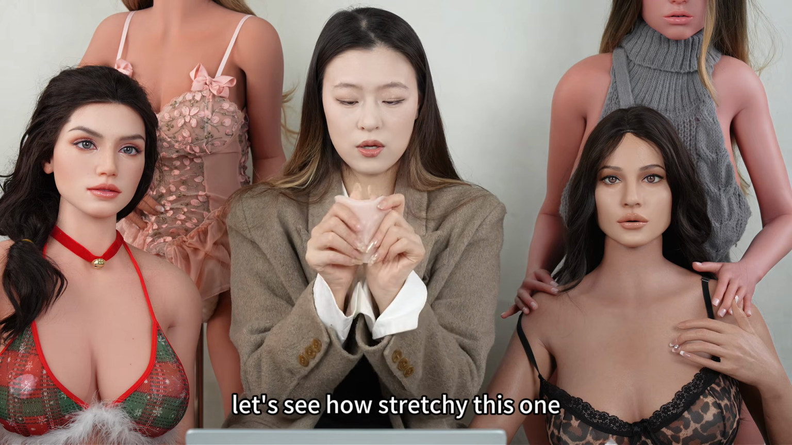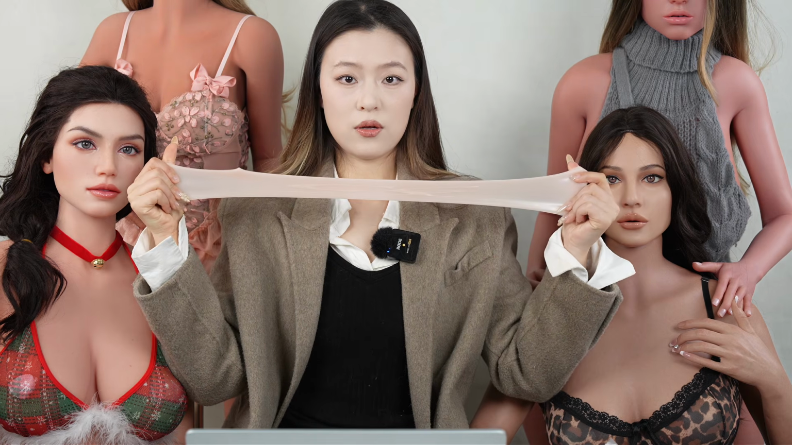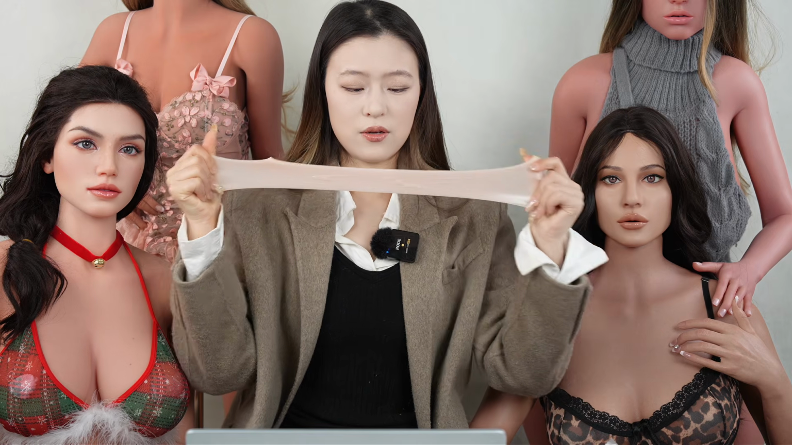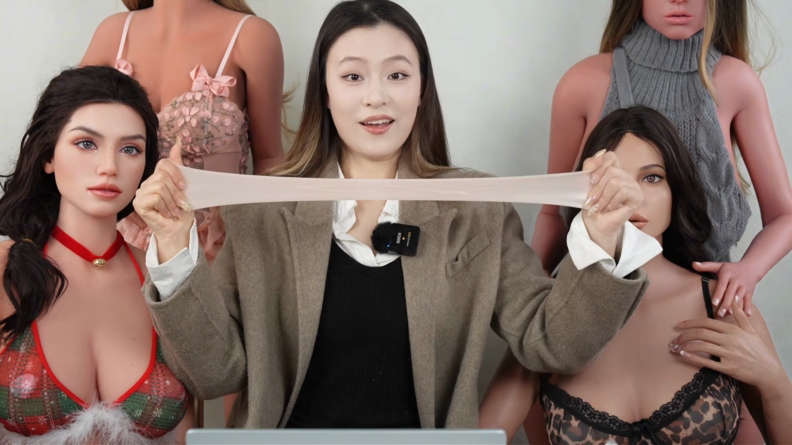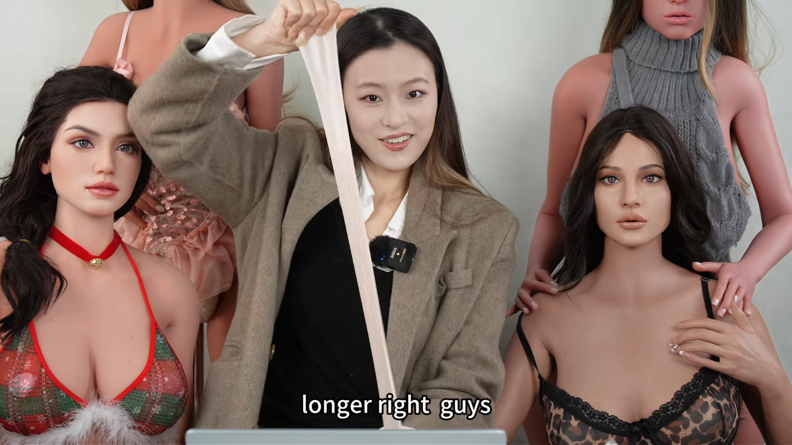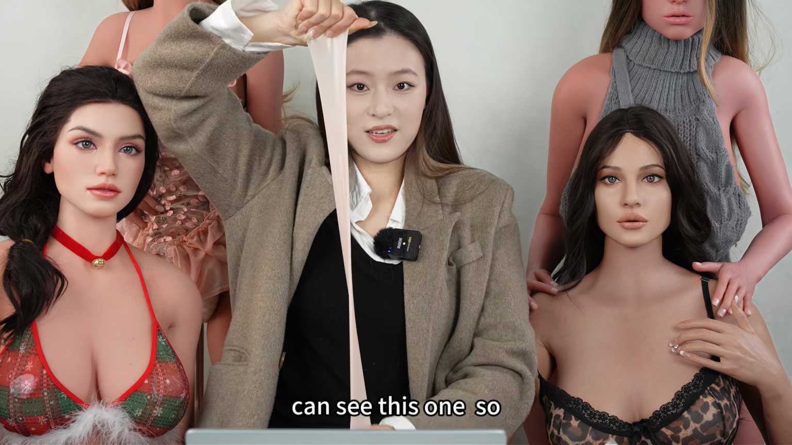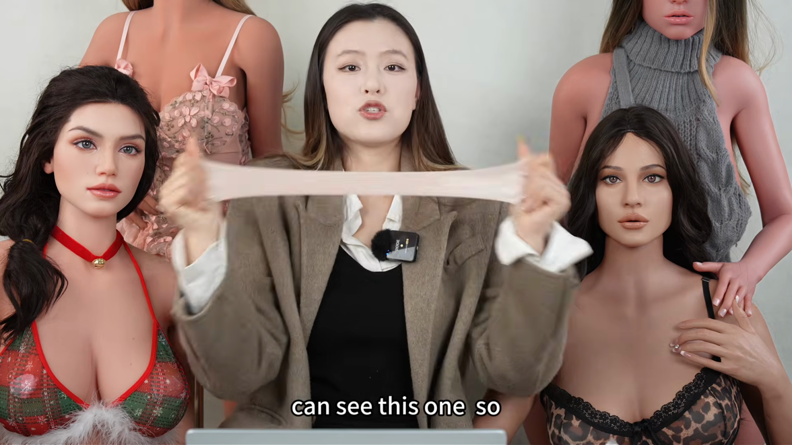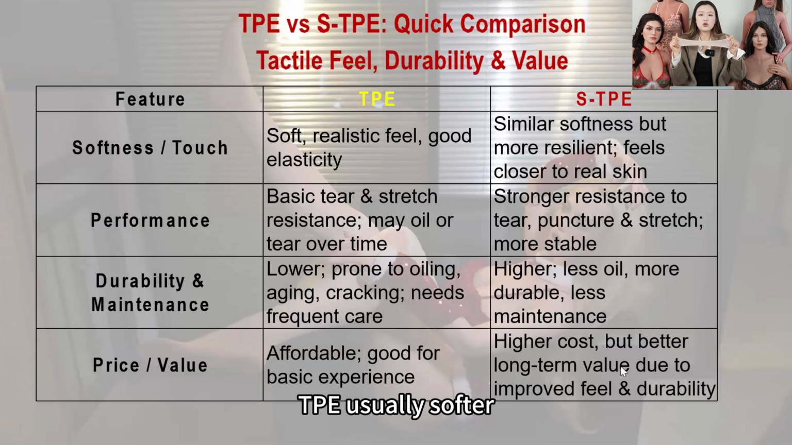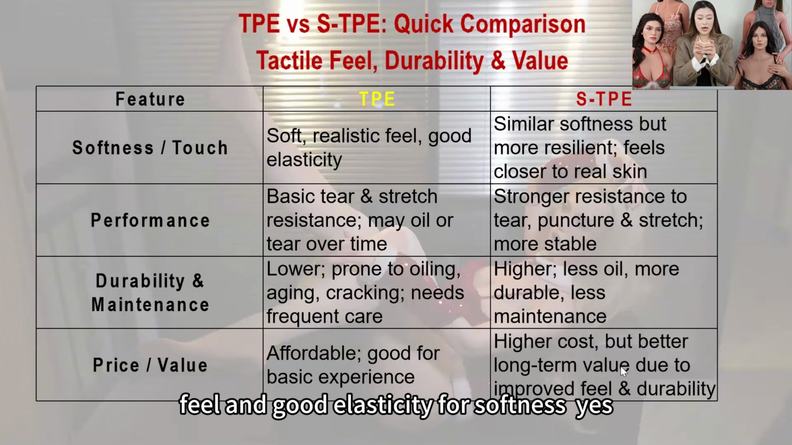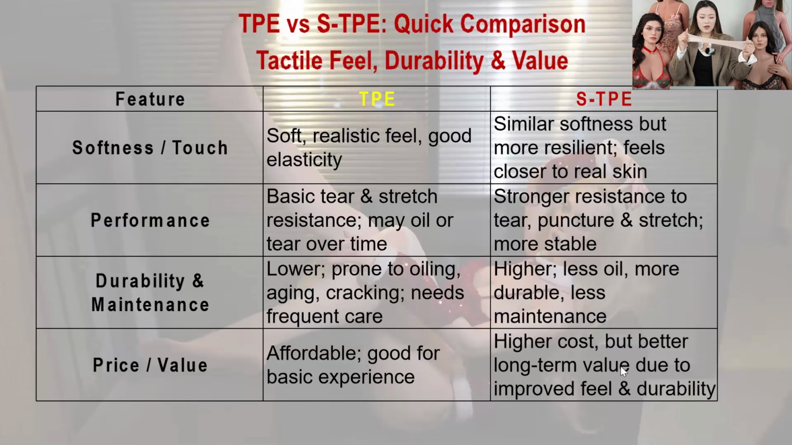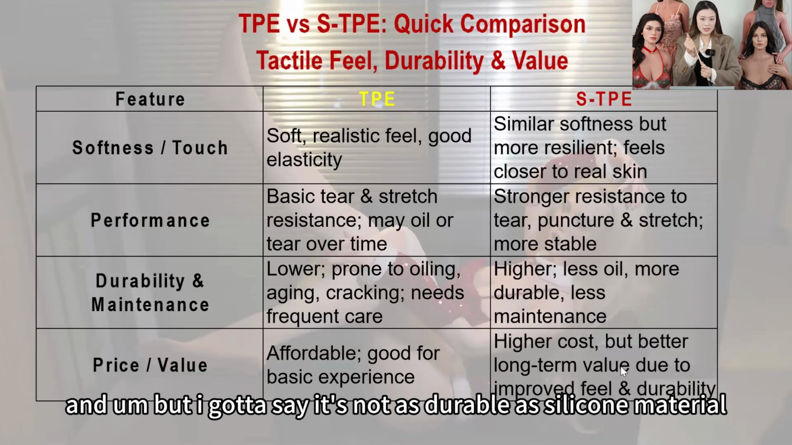Let's see how stretchy this one is. Longer, right? Longer, right, guys? You can see this one. So TPE is usually softer, and you can have a really realistic feel and good elasticity. For softness, yes, very stretchy, but I gotta say it's not as durable as silicone material.